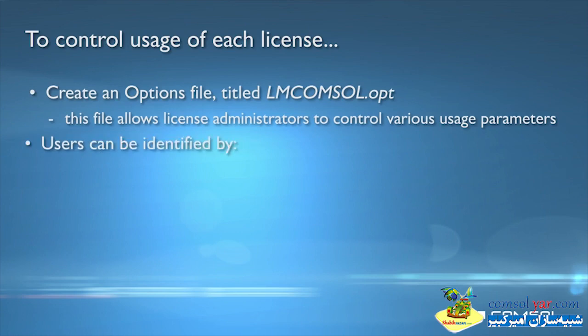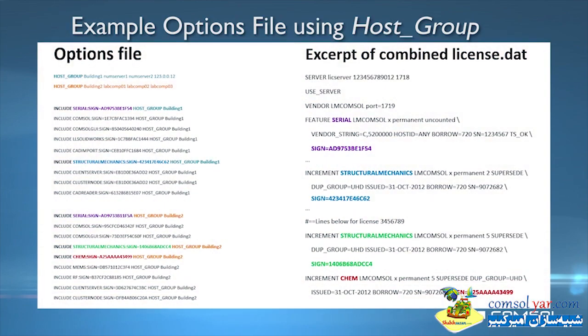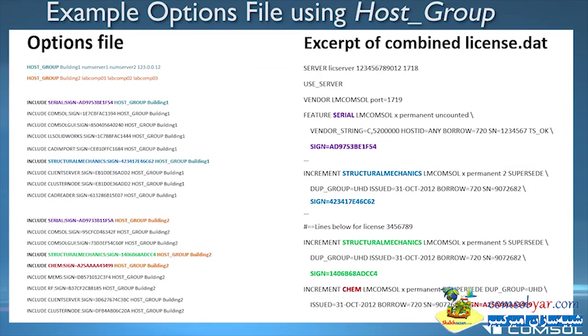Users can be identified by their username, hostname, display, IP address, or the LM project environment variable. Here is an example options file which restricts the use of the license seats to two groups of machines, Building 1 and Building 2. The first two host group lines in the file define which computers belong to a certain group. An include statement in lmcomsol.opt means that the group listed on that row, for example, host group building 1, is the only group allowed to use the matching row in license.dat.